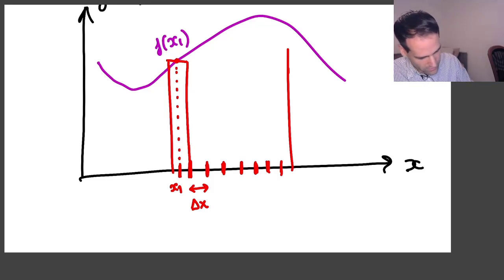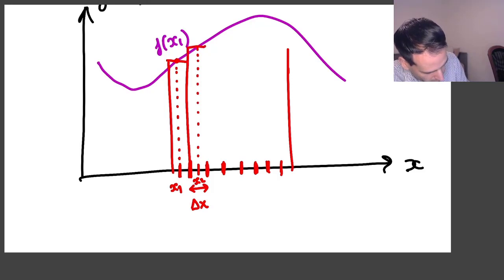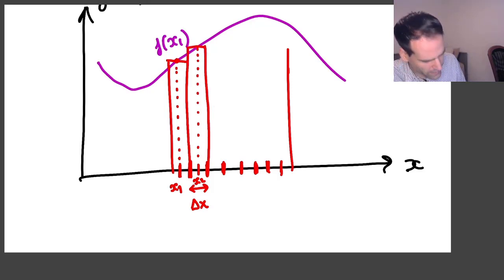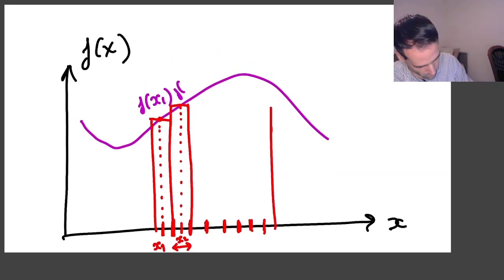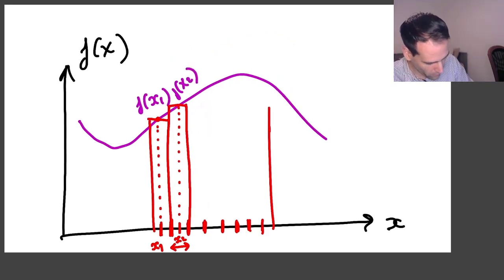Then we do the same. We look at the second interval and we choose a point inside the second interval, and that is x2. This could be the central point, that is the easiest way to do it, but in fact it could be any other point inside the interval. Then this has a certain width delta x, so we create this rectangle here. The height of this second rectangle is f of x2, so the function f evaluated at x2. And we repeat this procedure for all of the intervals, and we end up with this structure.